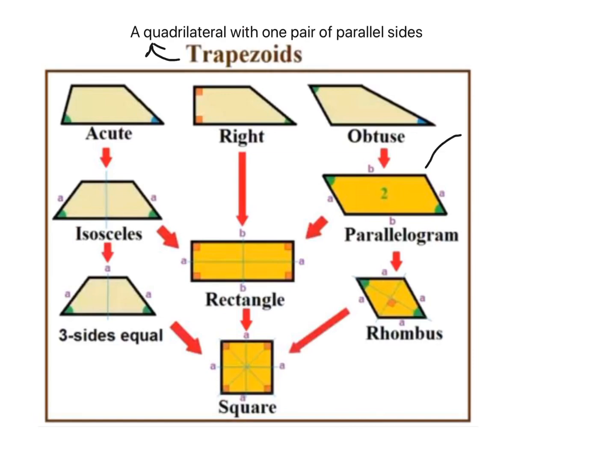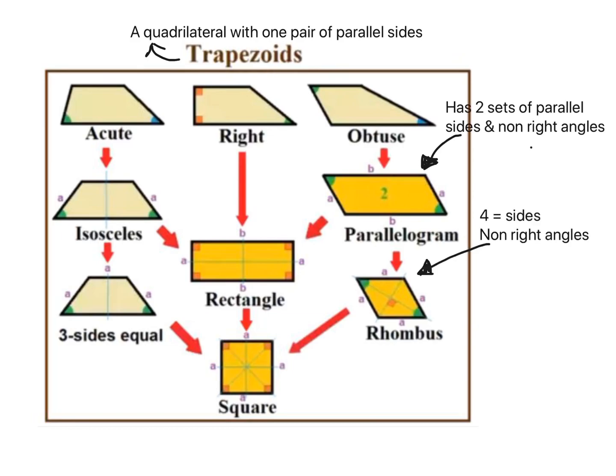So a parallelogram, okay, I'm going to put that definition over here. A parallelogram has two sets of parallel sides and non-right angles, meaning they are not 90 degrees. A rhombus has four equal sides and non-right angles.